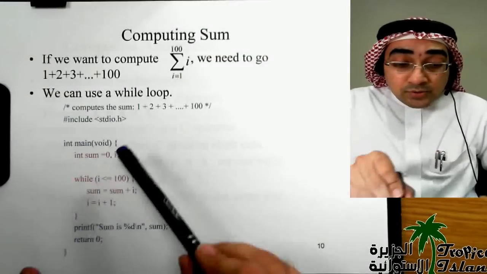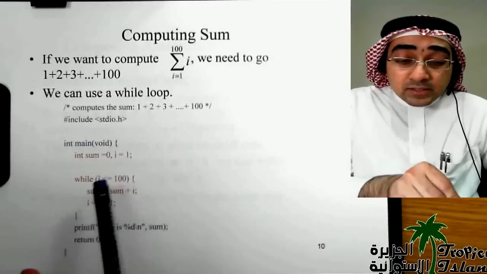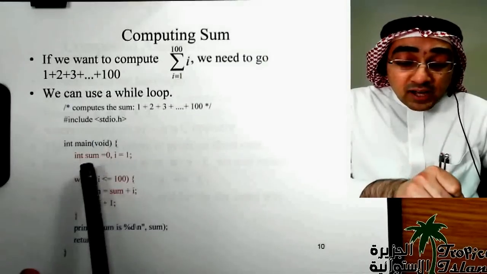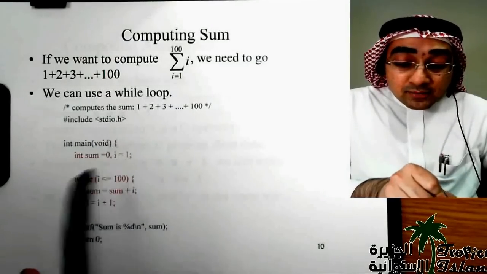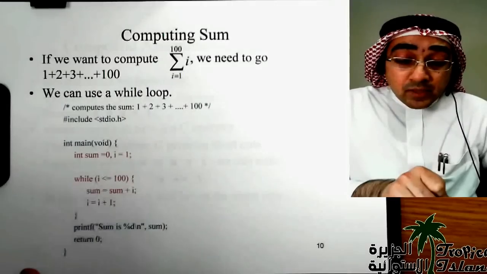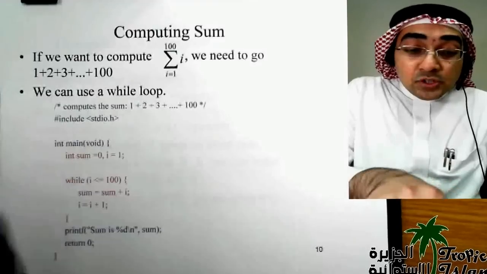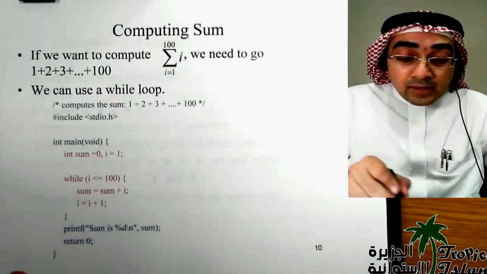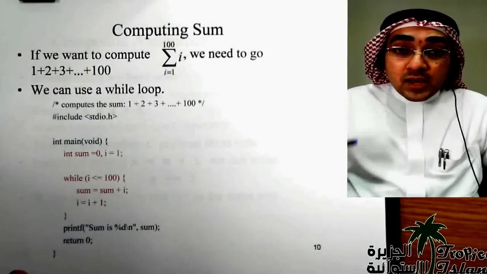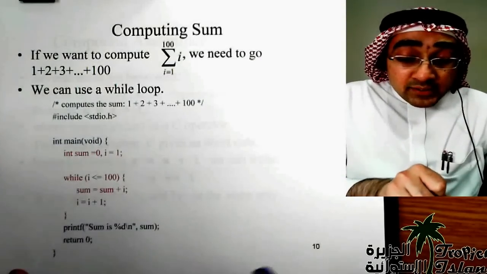To do this, this is a complete program, so we define our directives, and in int main void we define our variables sum and i. We initialize the variable sum to 0. Sum is the variable where we intend to store the addition of all of these numbers. And i is just a variable which I'm using as a counter. So why did I initialize sum to 0?